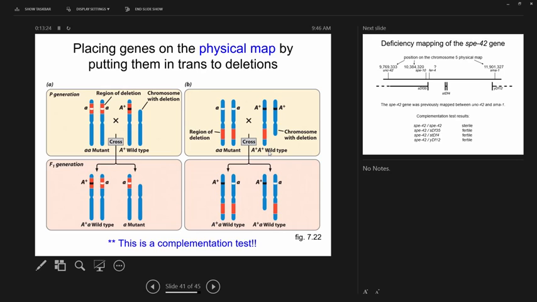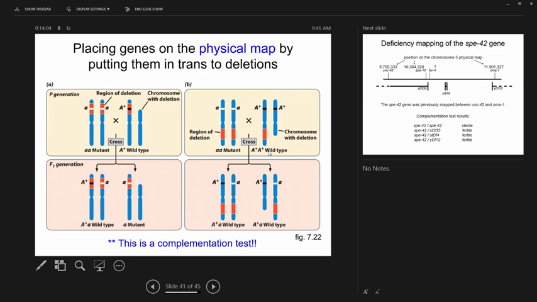You know what's going to happen if your gene's in the deletion, you know what's going to happen if your gene's not in the deletion, and then you see which of those situations your results match more closely. Make sense? If your mutation is within the deletion, you should get half mutant and half wild type progeny. If your mutation is not within the deletion, you should get 100% wild type or normal progeny. Questions? Are we good?